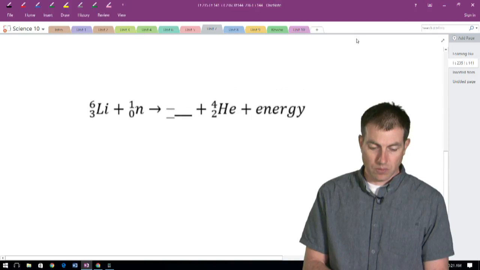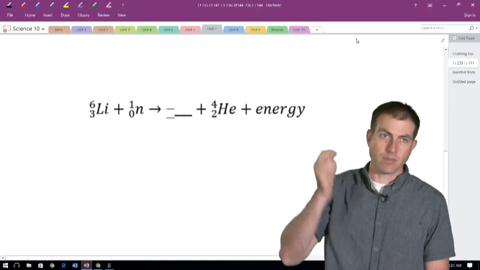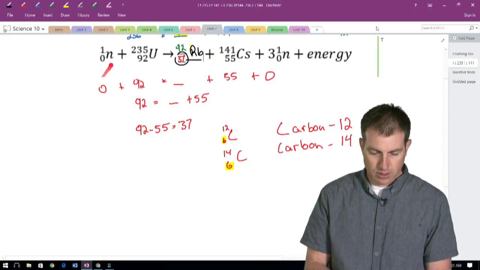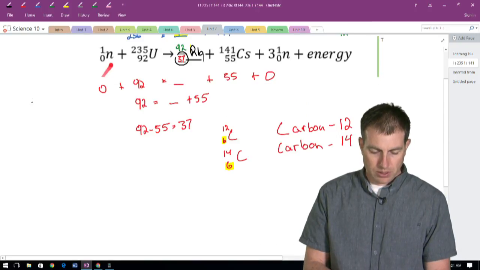Oh, this is a fusion example. I have a feeling we'll get to this in a second. All right, let's jump back into the notes and we'll mosey along here.